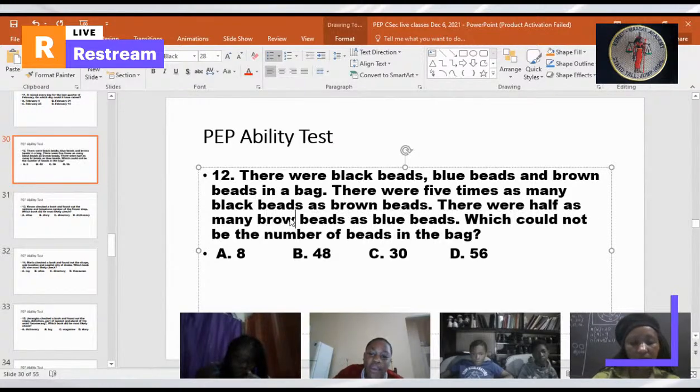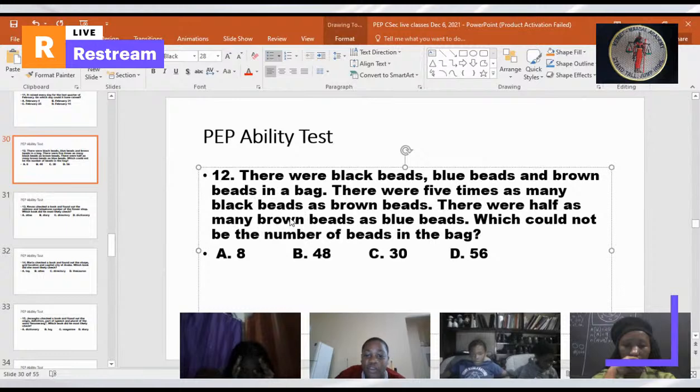Miss, there should be 5 times as many black beads as brown beads, whatever number that is, and then there must be half of that for the blue. So there are 5 times as many black as brown, right? Yes, Miss. And the blue is twice the brown. So put that in a ratio. Black is 5 to 2. So 1 to 2 to 5.